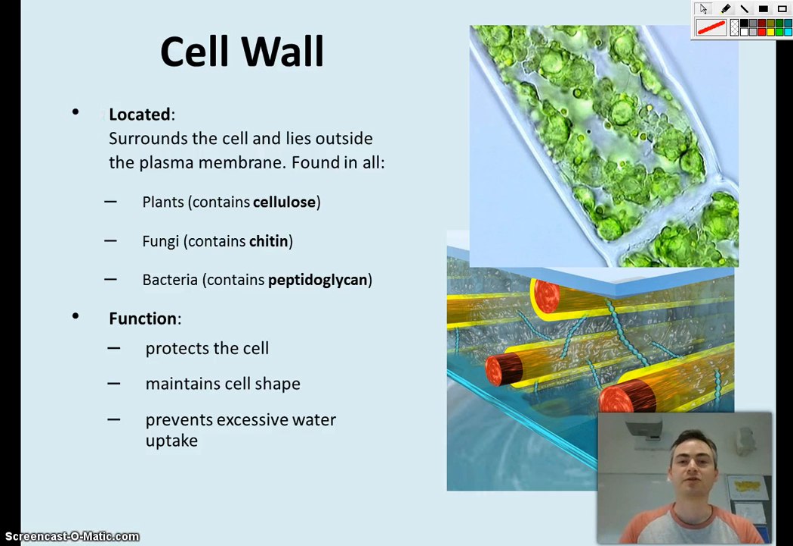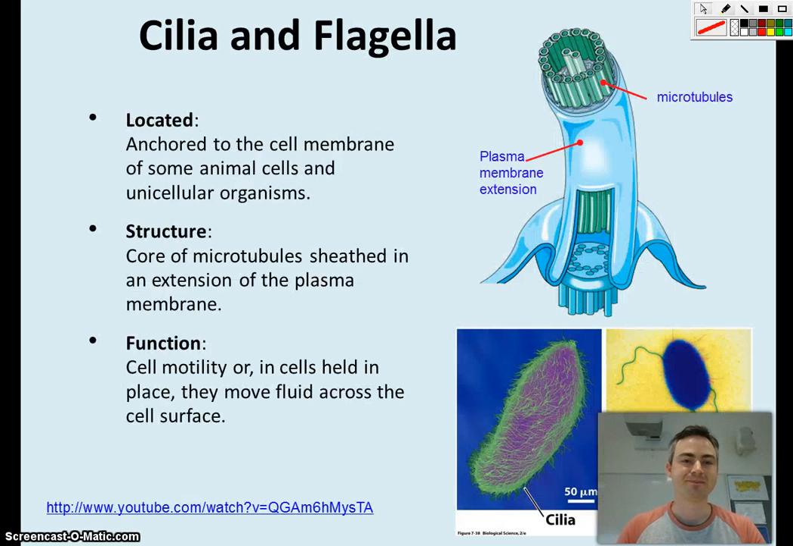It also helps to prevent excess water uptake by the cell as well. Remember, plant cells, if they are put into a hypotonic environment, can only take up a certain amount of water, because eventually their cell wall will prevent further uptake as the cell expands out against that cell wall.